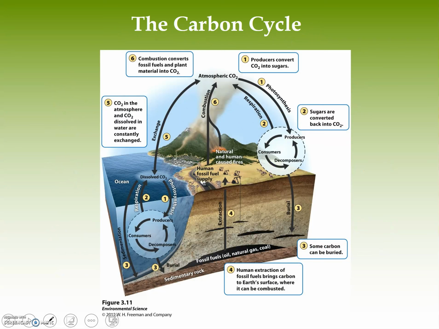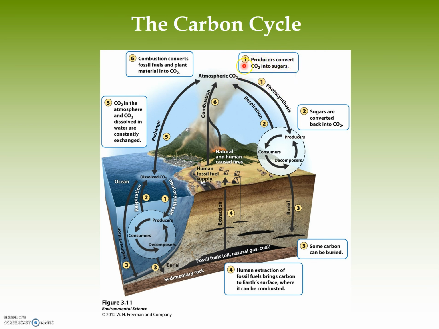The carbon cycle is our next one. So we have certain elements that cycle through. We need to take a look at the carbon cycle here. And it's a little bit more complicated. So we have to take into account where carbon dioxide is found. Carbon is found in carbon dioxide, so we have lots and lots of carbon dioxide.